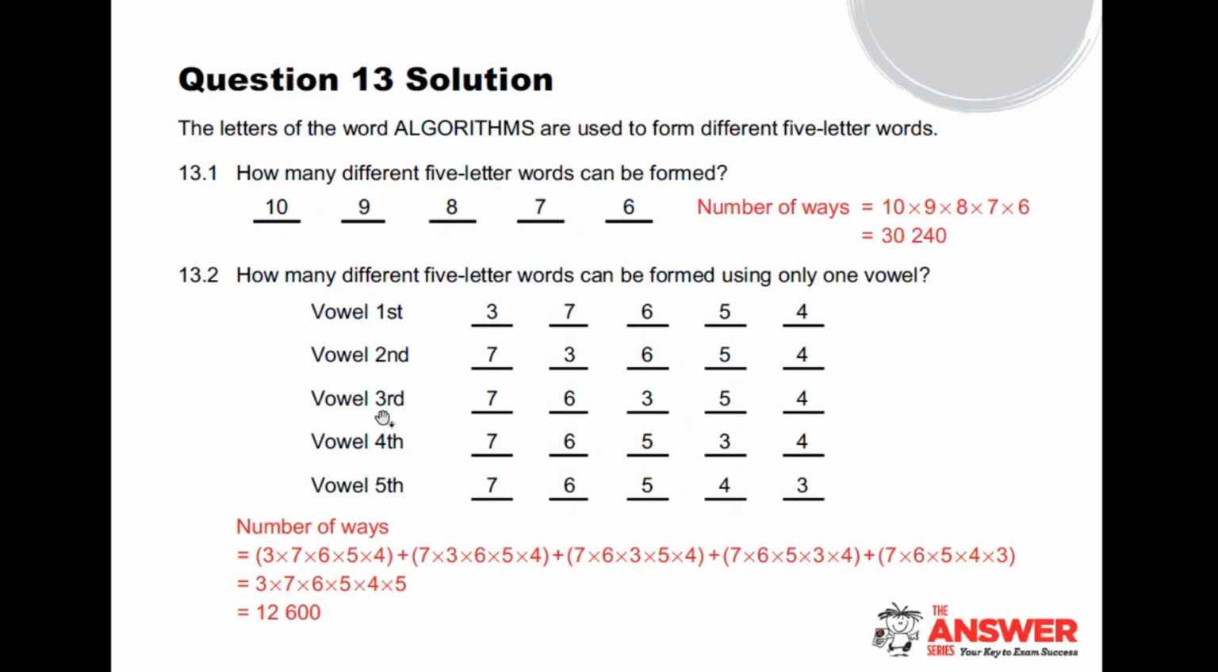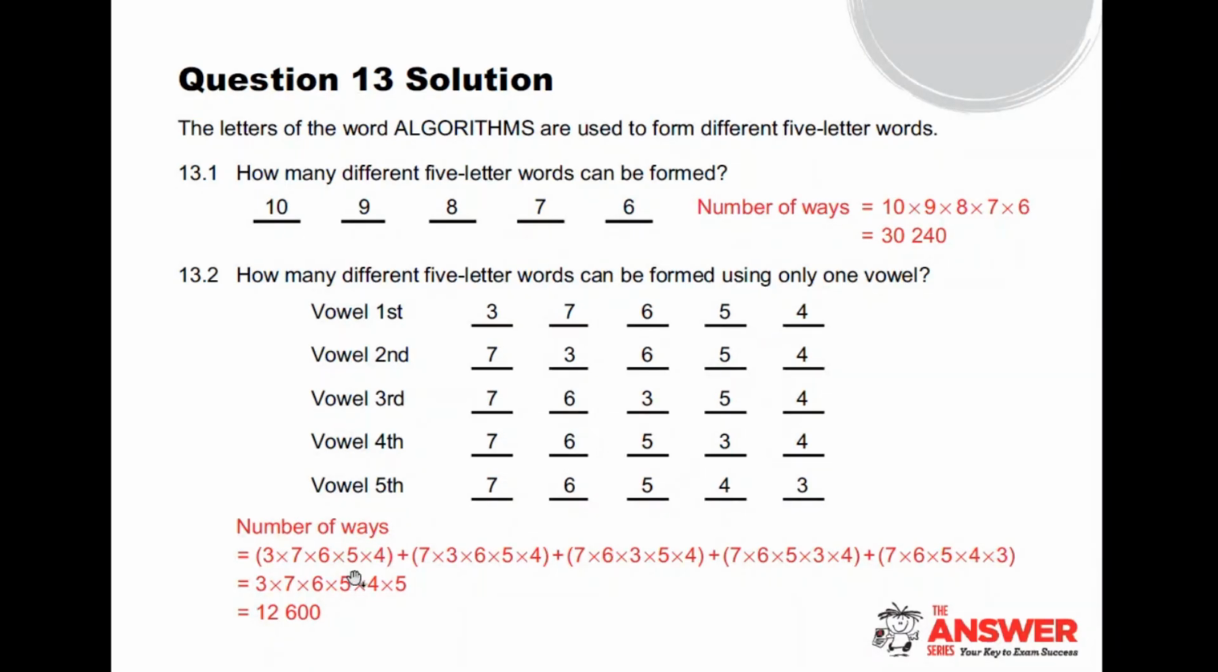What about if the vowel is in the third slot? If you're seeing something happening here, then of course get to your answer straight away. But if you're not, keep going slowly. Vowel in the third slot, there's my 3, 7, 6, 5, 4. Vowel in the fourth slot, 3 possibilities there. Vowel in the fifth slot, 3 possibilities, and so on.